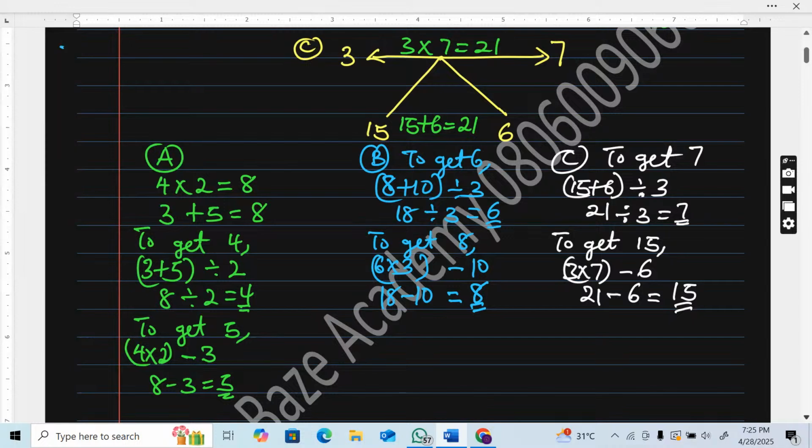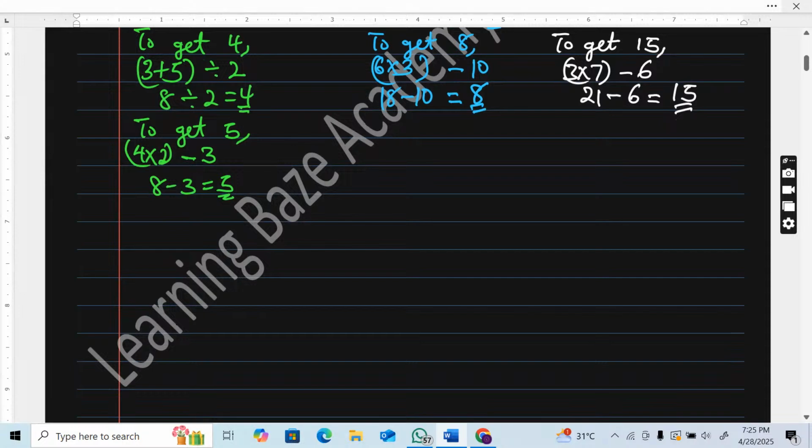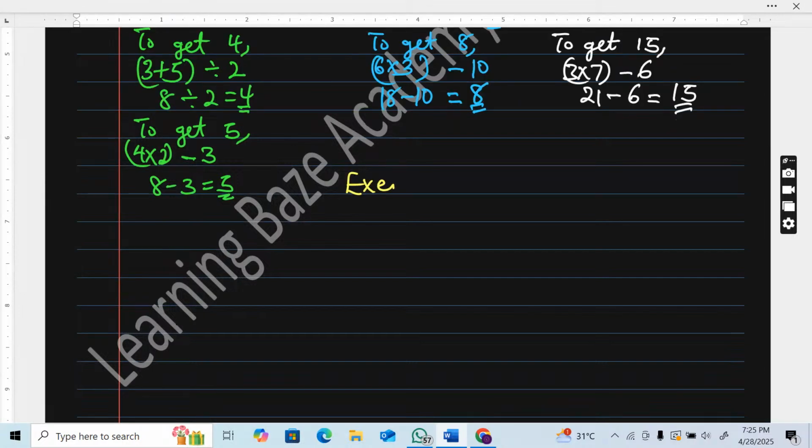All right, so now let's solve some questions together. We're going to solve just 2 questions. I believe everybody is done writing. So now pay attention to the screen for the questions that we are meant to solve together. Exercise number 1. Draw the diagram.